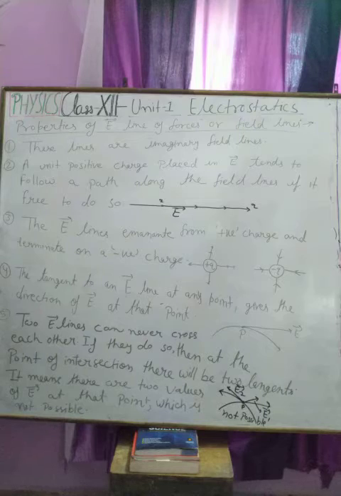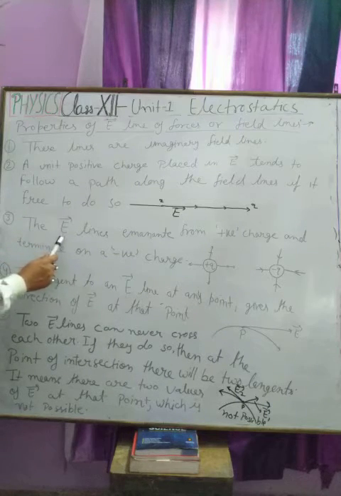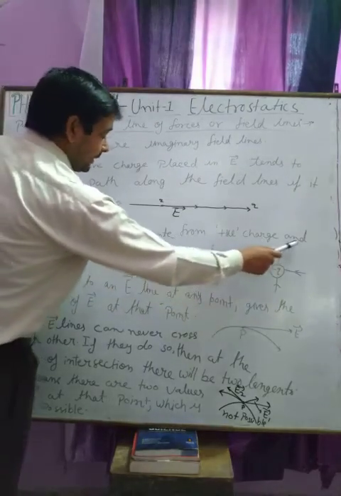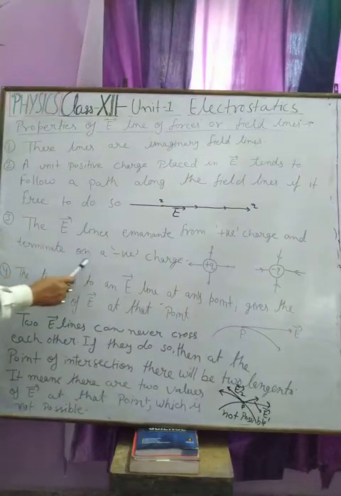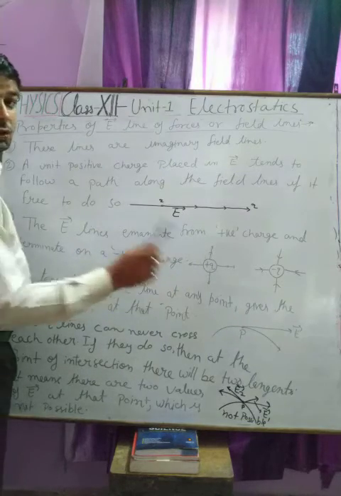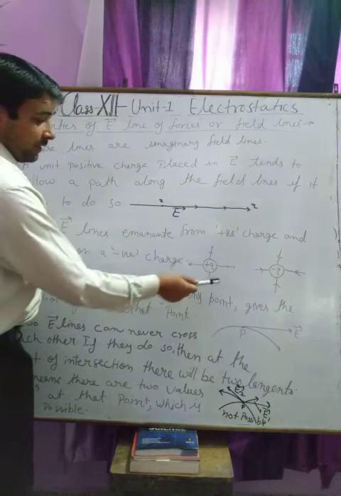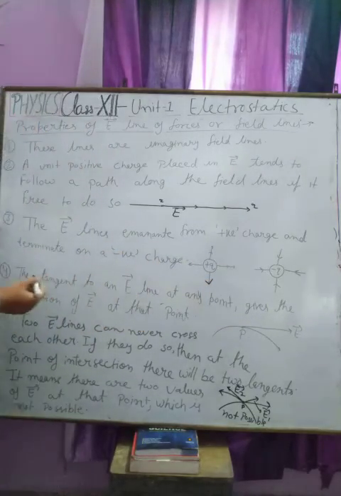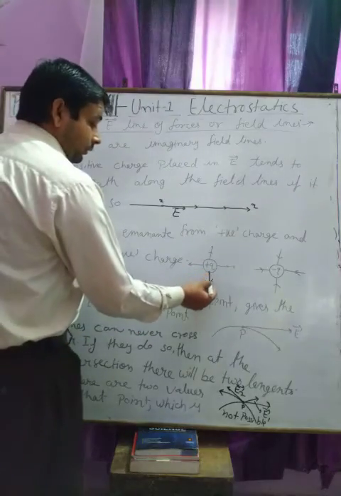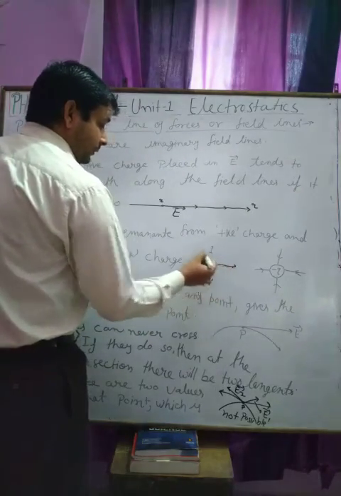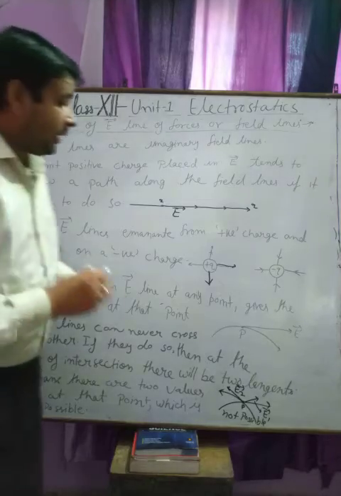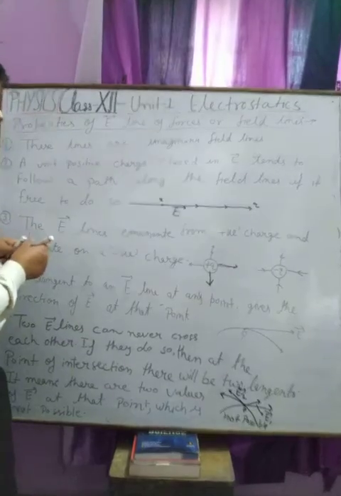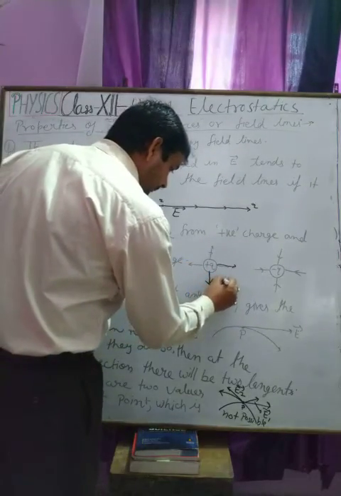Next property is the electric field lines emanate from a positive charge and terminate on a negative charge. It is shown by the diagram also. This is a positive charge. The field lines are moving out from the charge, whereas for a negative charge the field lines are moving into the charge.